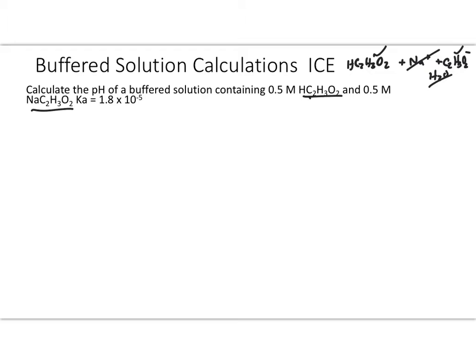Okay, so since they gave us Ka for this solution, let's look at this from the perspective of acid behavior. So we have our acetic acid, and we have our acetate. And we're going to have H plus here because, as I said, we're looking at it from the acid perspective. So we're going to go ahead and treat this problem as a simple ICE problem, set up our ICE table and our equilibrium expression.